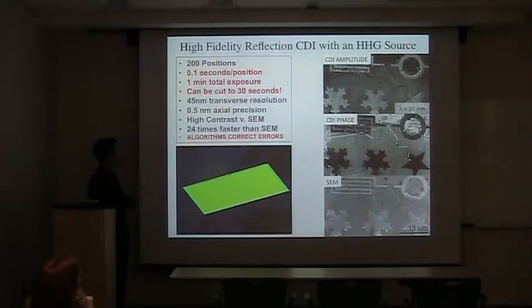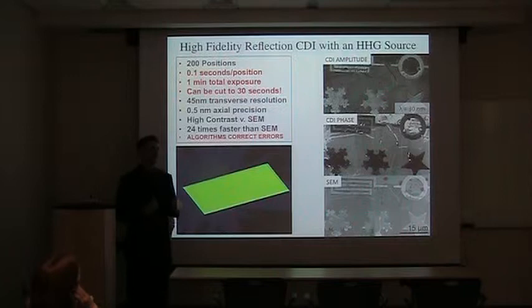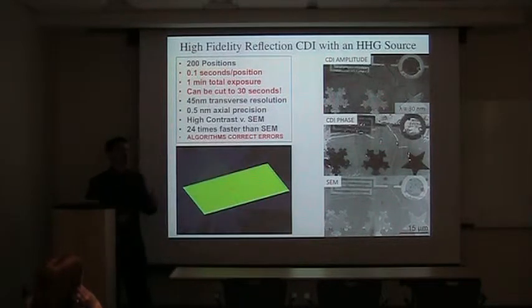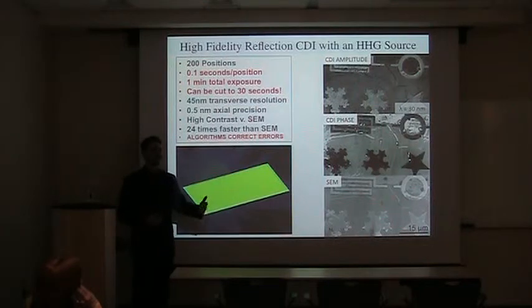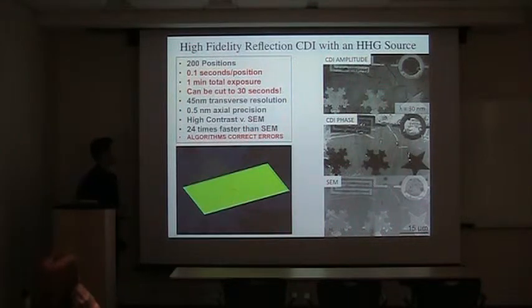About 1/10 of a second of exposure time per position, which means a total exposure time of about a minute. We took three accumulations per position. But it turns out, in fact, now we are not limited by the flux from our coherent EUV source. We're limited by the readout time of our electronics. So we're partnering with some collaborators to try to solve that issue.